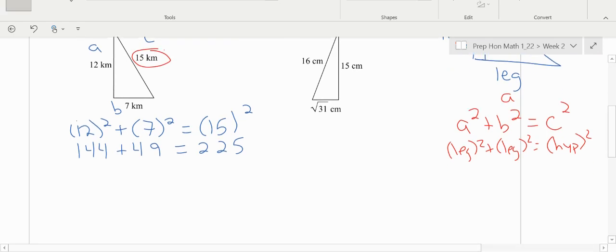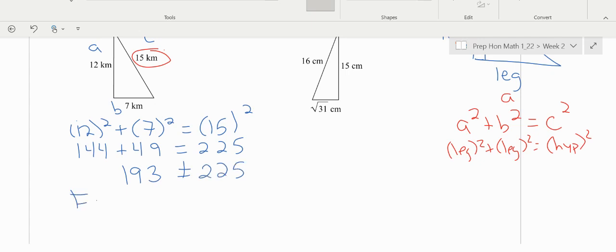If I combine those terms together, we would get 193. And I got something that was not true. This was a false statement, right? 193 does not equal 225. So I would say that this is not a right triangle. And that's all you were doing. This is actually referred to as the converse of the Pythagorean theorem. So we're applying Pythagorean theorem to test if it's true to classify the triangle.